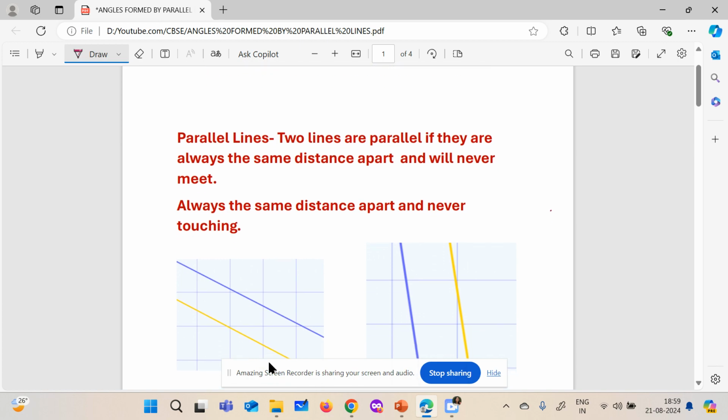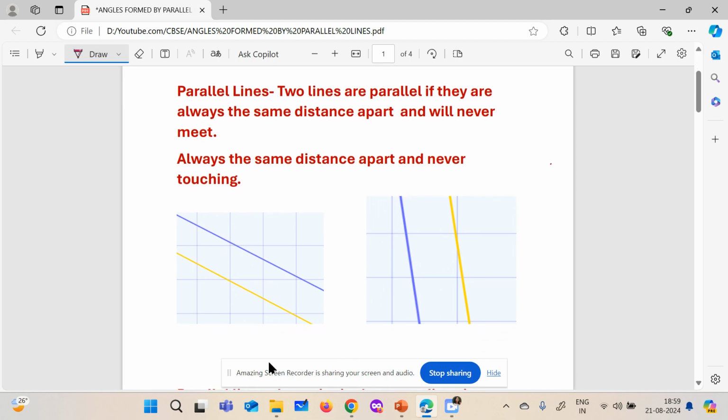Already you are aware what parallel lines are. Two lines are parallel if they are always the same distance apart and will never meet. I hope you understand this. Here you can find two lines, and in between these two lines there is a fixed distance. It is the same distance, and there is no chance that they are going to intersect each other or meet at any point. Such lines which never meet and have the same distance throughout are called parallel lines.